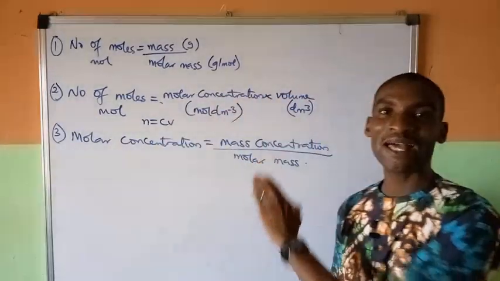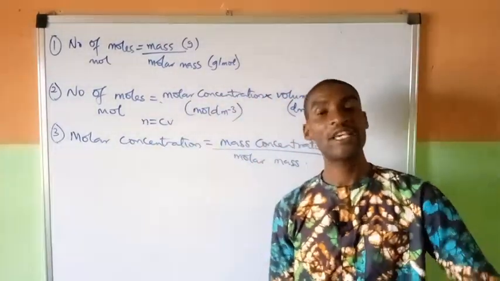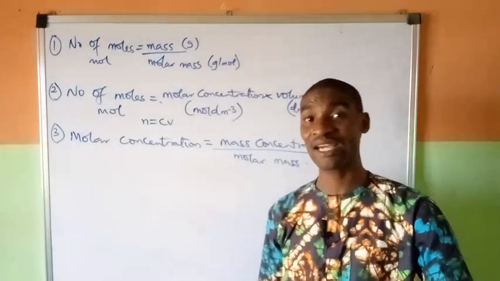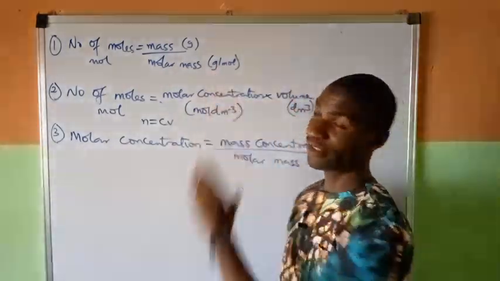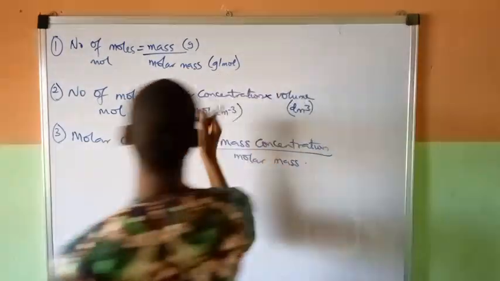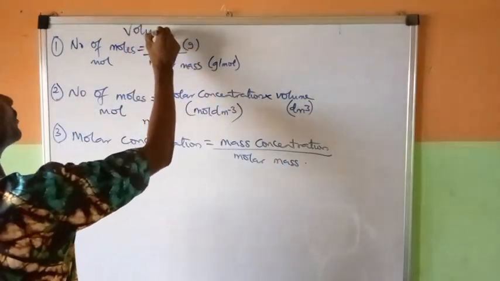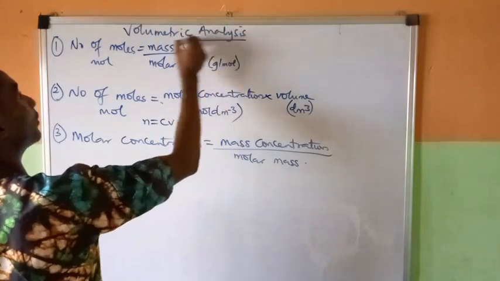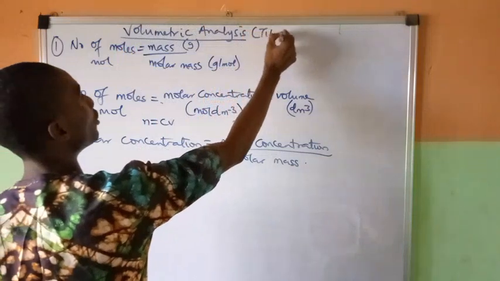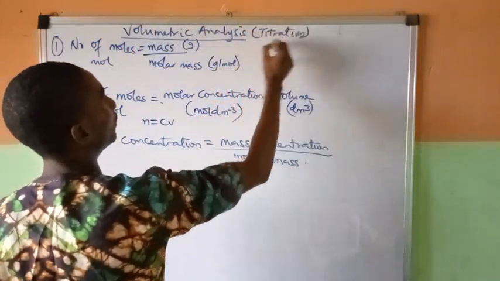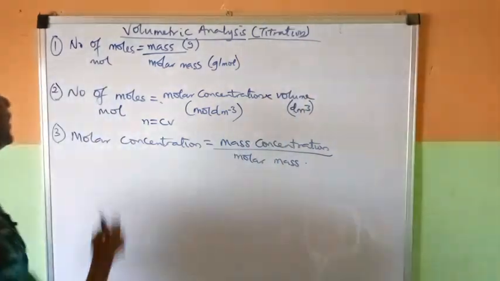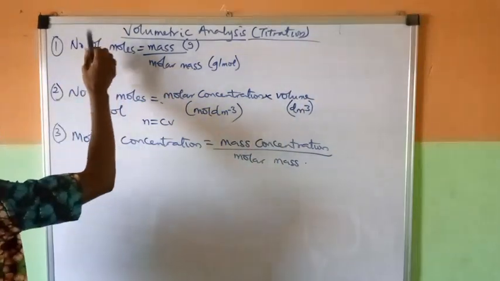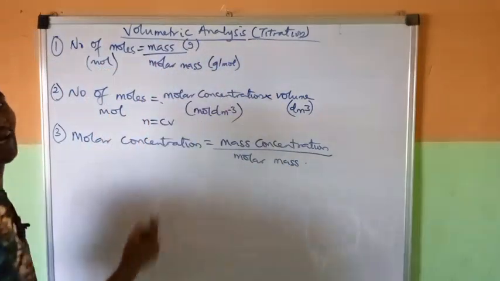These three formulas are very important. If you are going to do well in your volumetric analysis in chemistry, these three topics are essential for you. So for your volumetric analysis, which is also called your titration. Alright, so I take this again, number of moles equals mass over molar mass.